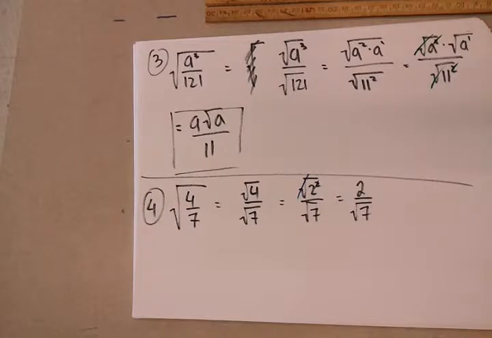Now we run into a problem. We have a radical in the denominator, which is a no-no for us, and it's a prime number. 7 is a prime number. There's nothing you can do to simplify that radical.